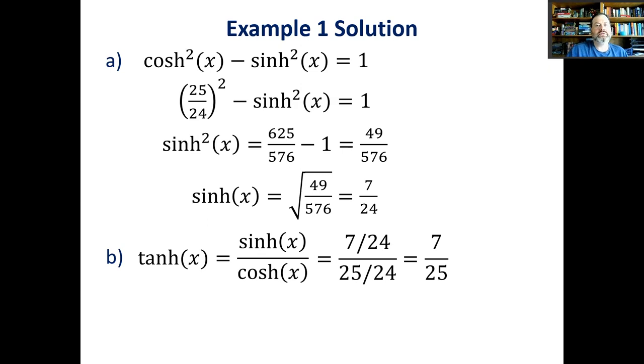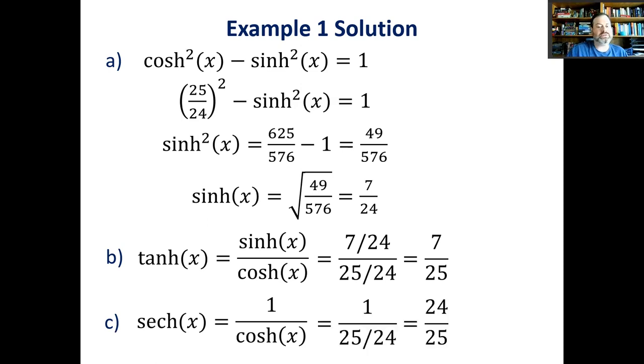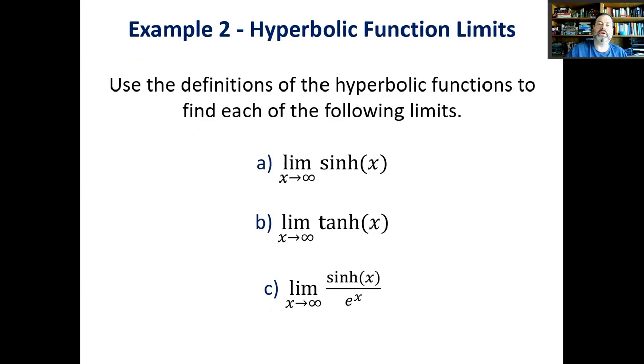Now, what about hyperbolic secant? Well, that's just 1 over cosh. So that's just 1 over 25/24, which is 24/25. So all the problems on the homework that look like this, you're going to do in a similar manner. If you're given hyperbolic sine or cosine, find the other one right away. And then all of the other hyperbolic functions will follow directly from there. All right, let's keep going.